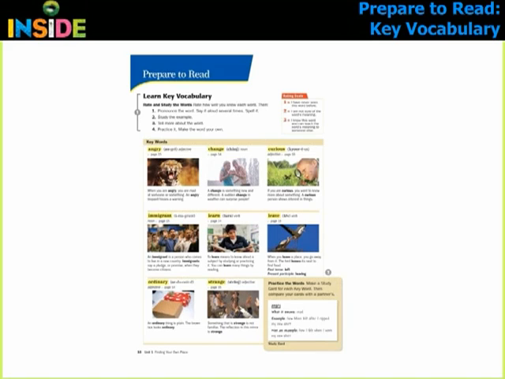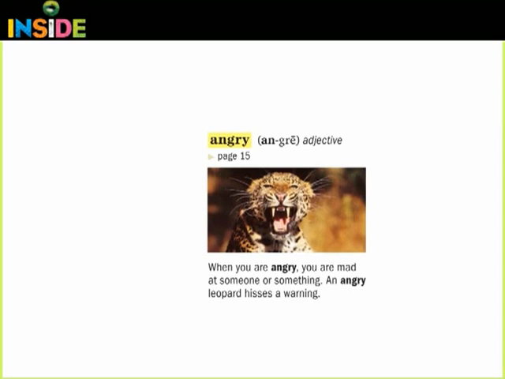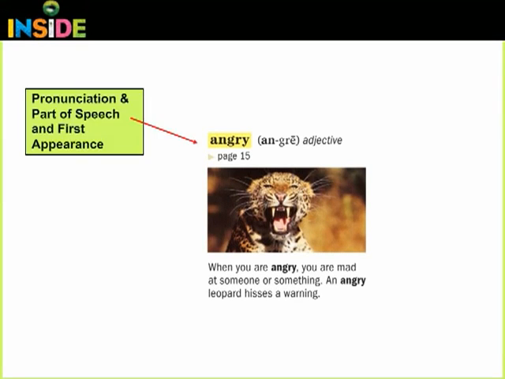Direct vocabulary instruction fuels students' development in reading, writing, listening, and speaking, and leads to success across the curriculum. In the Prepare to Read key vocabulary lesson, students learn the words critical to understanding the reading selection. Before we look at the systematic, research-based routine that's used to teach the vocabulary, let's look at the key supports found on this page. We'll use angry as an example.